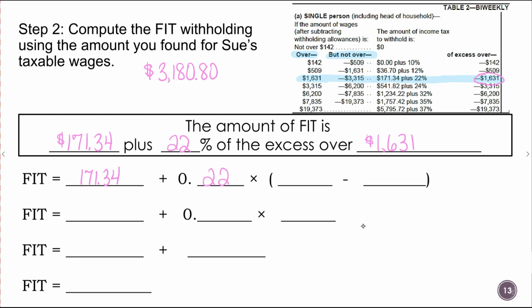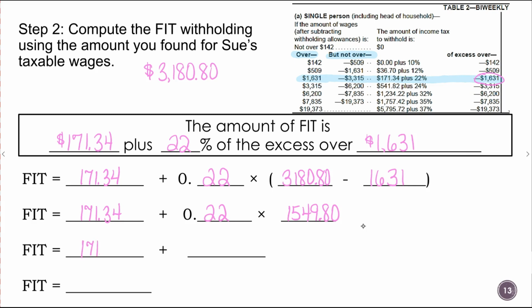22% becomes 0.22 because we're going to be multiplying. Now the excess over the 1631 means the 3180.80 over 1631, so we have to subtract and see how much is that over, and then it's just a simple subtraction. This part stays the same, right? We're just working our way down the page so I can show you exactly how to calculate this. So when I subtract, I get 1549.80, and then I'm going to multiply that by the 22% or 0.22.